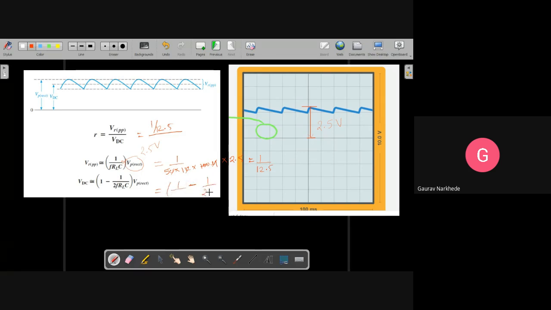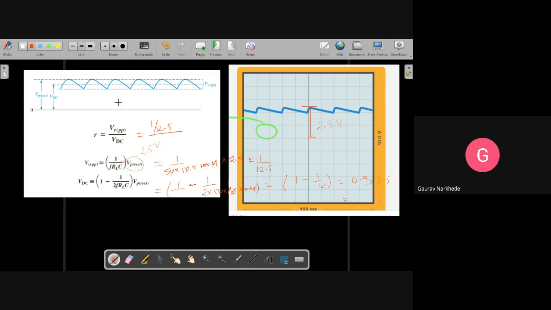1 divided by 2 into 50 into 1 into 100. This is kilo, this is micro, so this micro kilo will get cancelled. And this is 10, so it is 1 minus 1 by 10, which is 0.9, correct? Multiplied by 2.5. So how much is it?